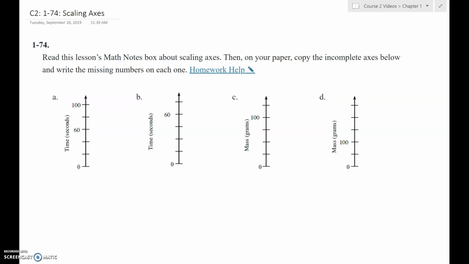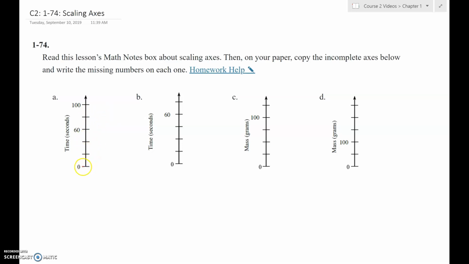2 books, 7th grade. This is a question about scaling axes. One of my favorite things to do. It's so important that we have axes that are scaled properly, so that they increase by a consistent number every time, and that these intervals are evenly spaced. So these intervals are evenly spaced.